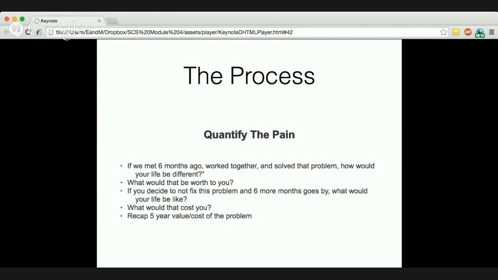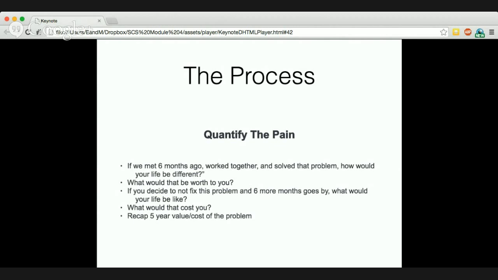Or another way you could say it is, if we decide to work together and solve this problem, and let's imagine we do solve this problem, how would your life be different in 6 months in the future? You're essentially saying, working with me solves this problem, which is a roundabout way of saying, imagine you and me working together and solving the problem, which is an important image they should get in their mind.